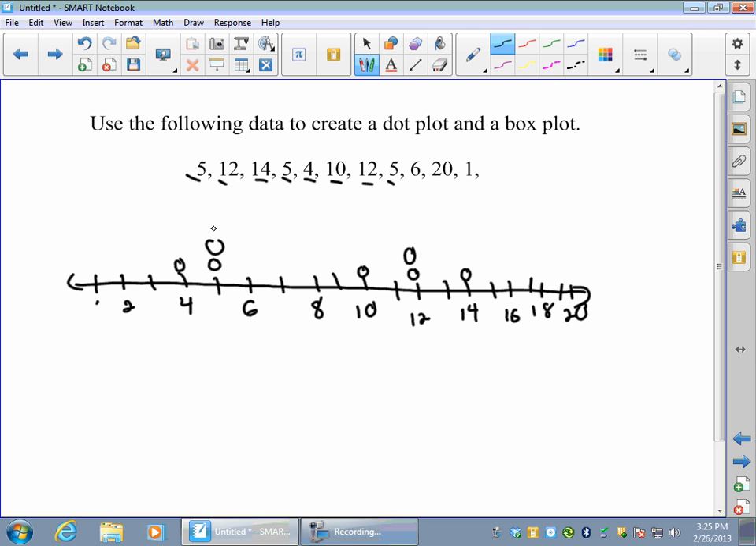And what this does for you when you do a dot plot, it just kind of gives us a quick visual of where our data lies. And we can kind of see if the data is spread out a lot, if it's all grouped together. Like this one, we could see right away, I can notice that 5 has more than any other number. So that's one thing I can see right away.